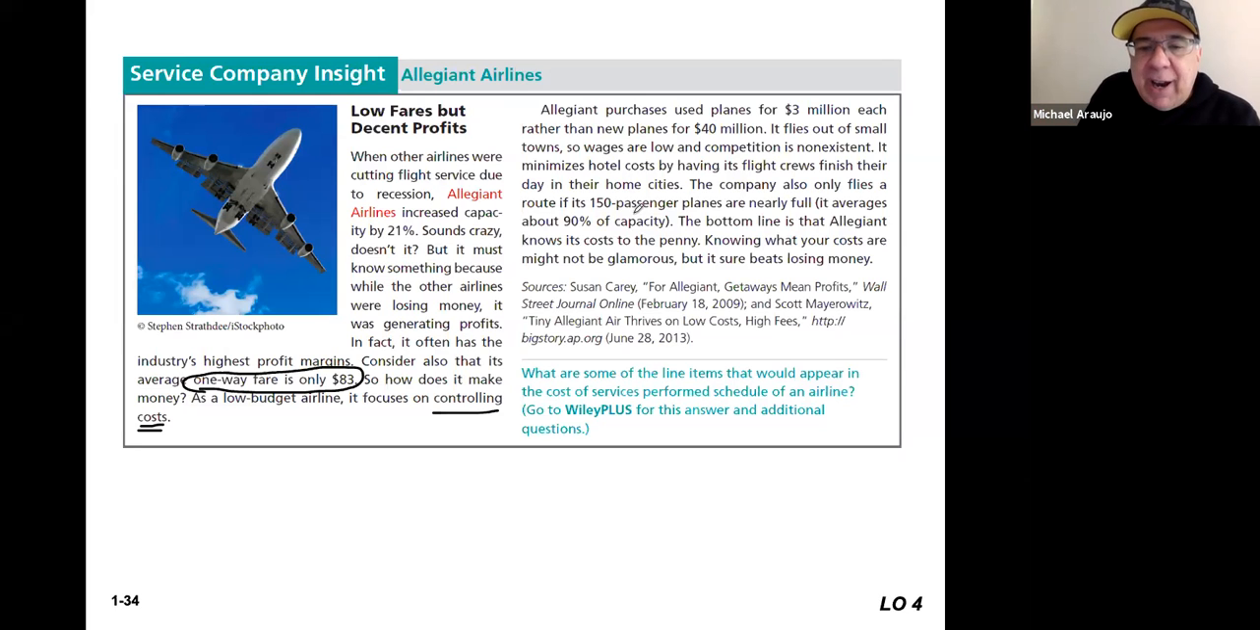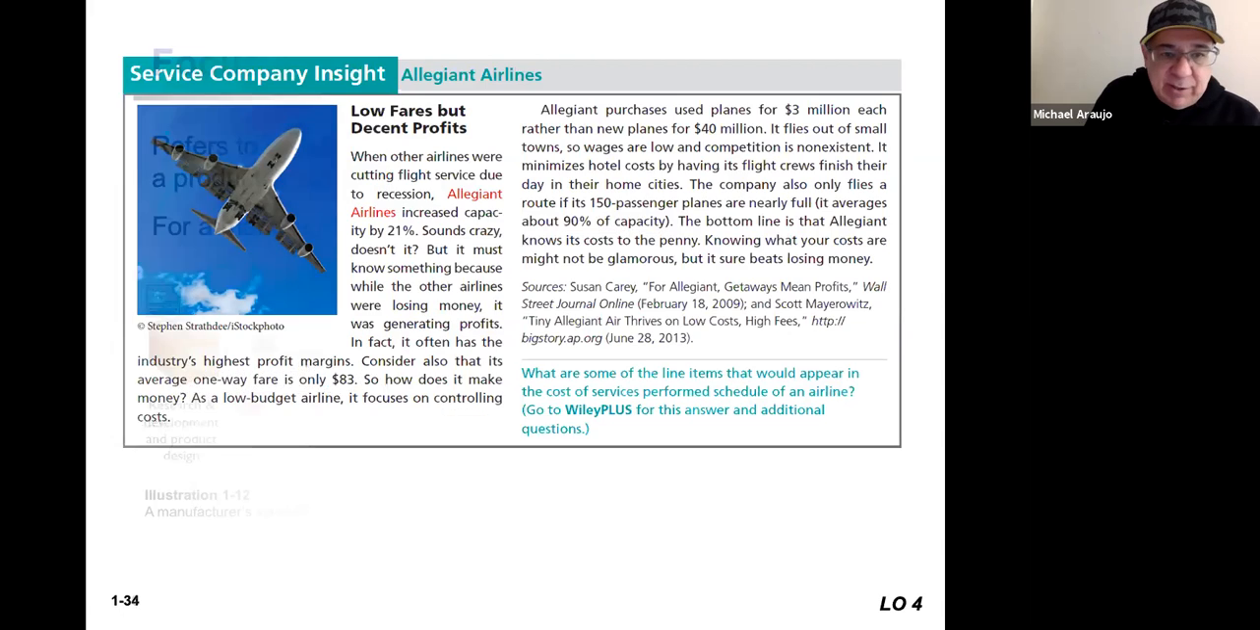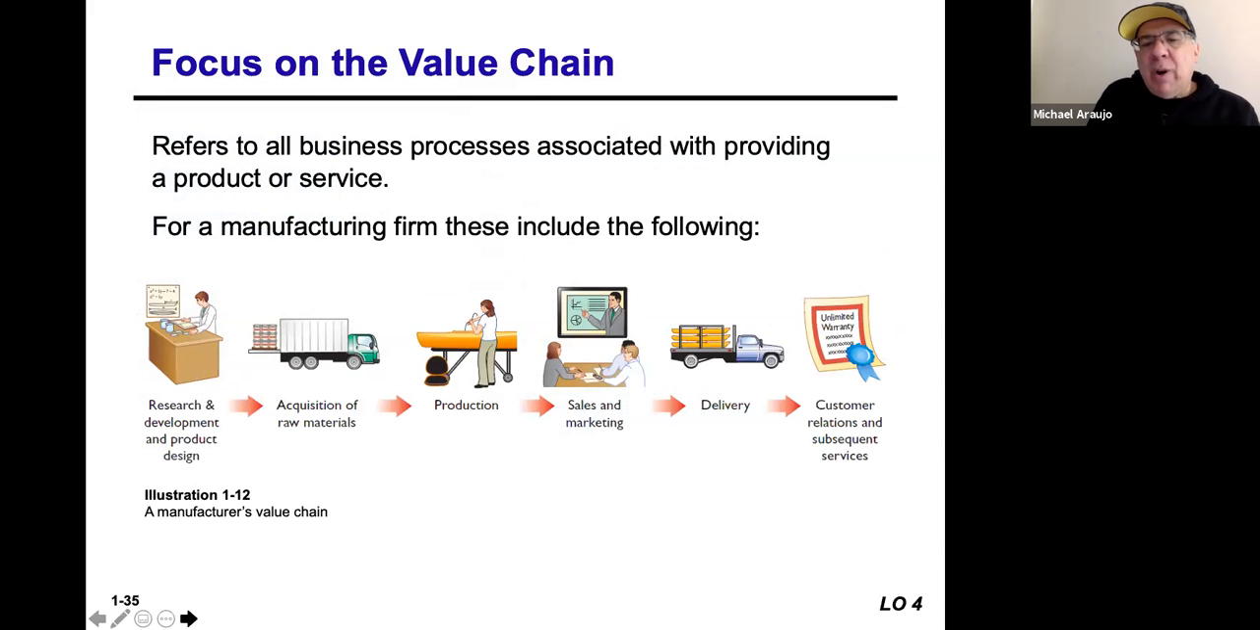They average about 90% capacity on their planes. And so Allegiant Airlines knows their costs down to the penny, and keeps things on the cheap. So, that's how they do it. But it's important. And that's a service airline. Airlines are service businesses. One of the things that we are affected by big time these days, since the last several months, is what we call a value chain.